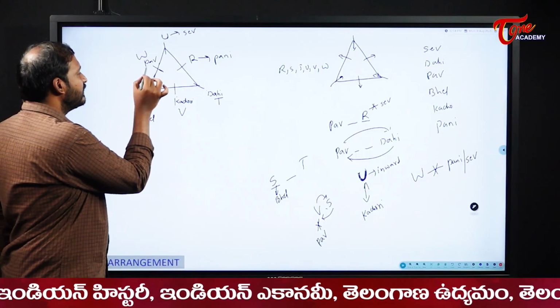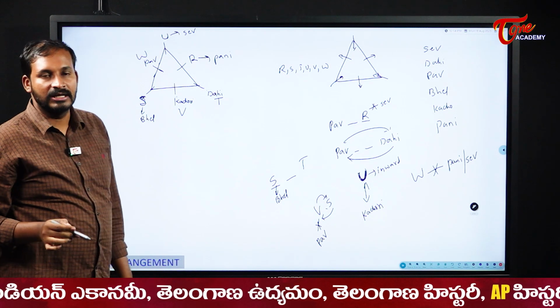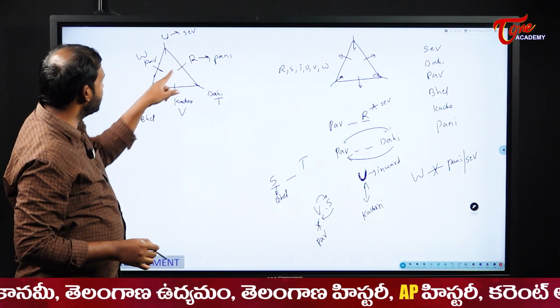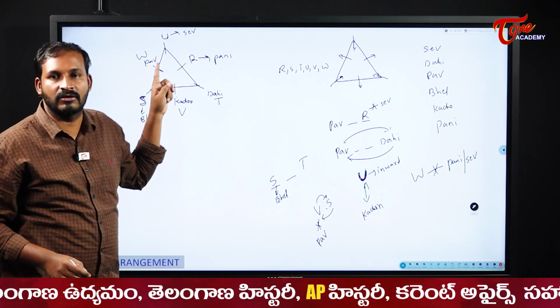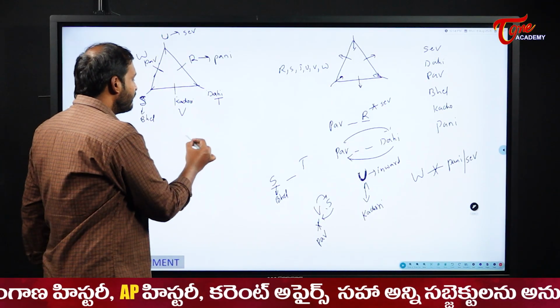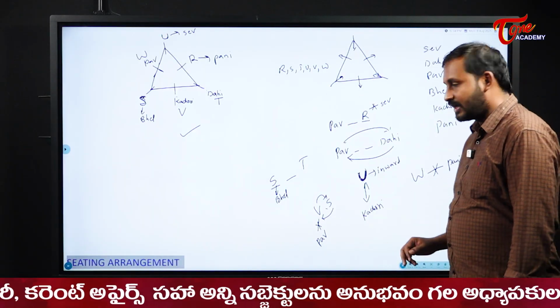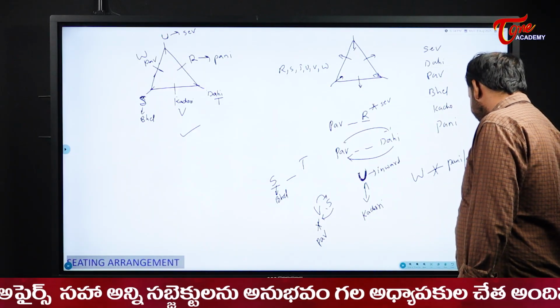See students, for example, if this doesn't work for me, then I would have moved immediately to the other logic. I would have taken Pav and Dahi here and cross-checked that one. But actually here it worked for us. So this is our final arrangement. Now we will see what will happen in this case.